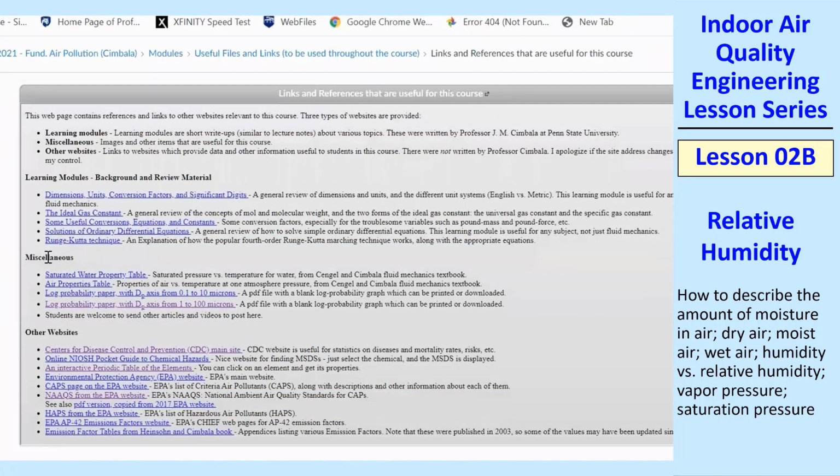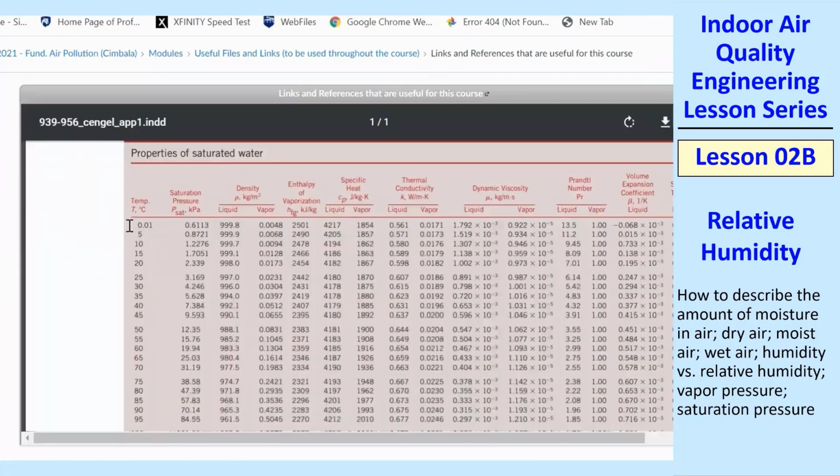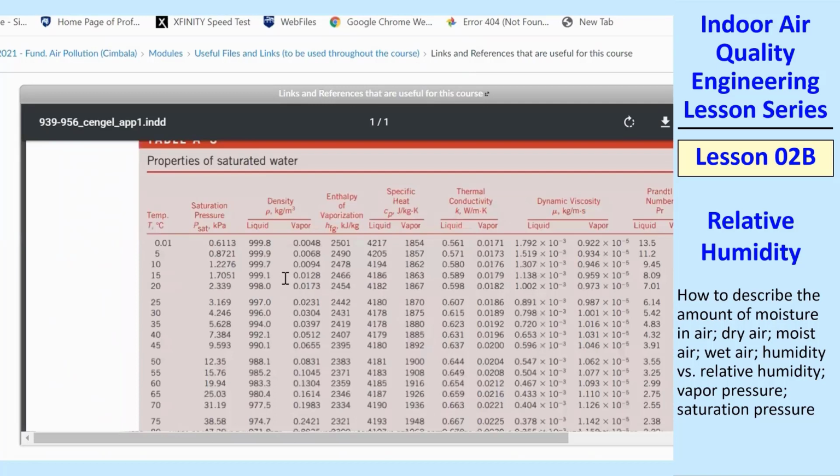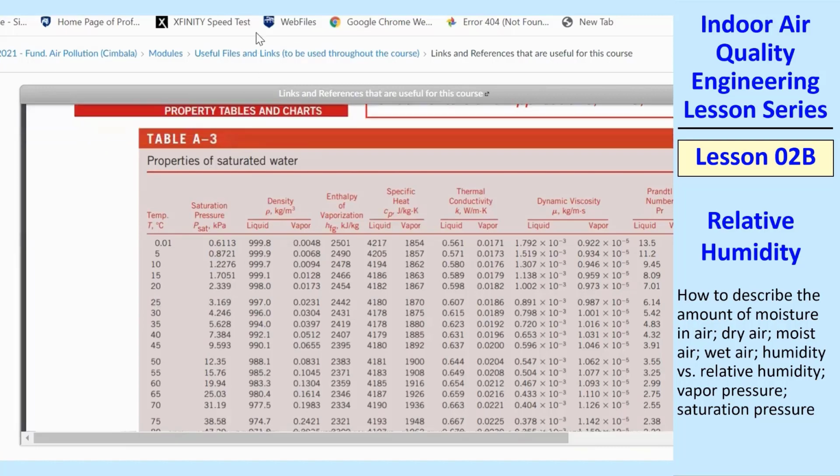You can click on links and references here, and that takes you to this reference page. And I guess the first one there is saturated water table. And so here's temperature in degrees C and PSAT in kPa. And so you see, for example, at normal room temperature around 20 degrees C, PSAT is 2.339 kPa. As temperature goes up, PSAT goes up. And so that's why we can say warm air can hold more moisture than cold air.